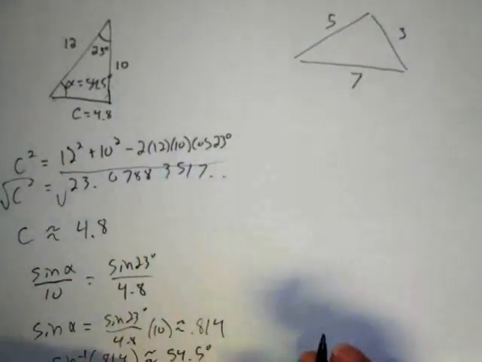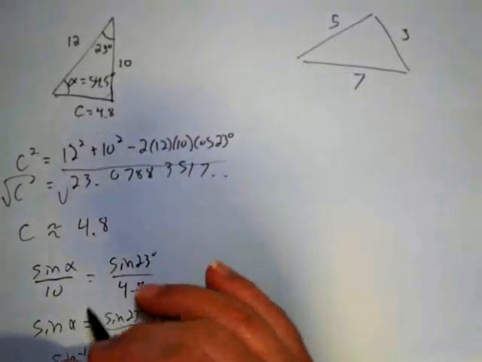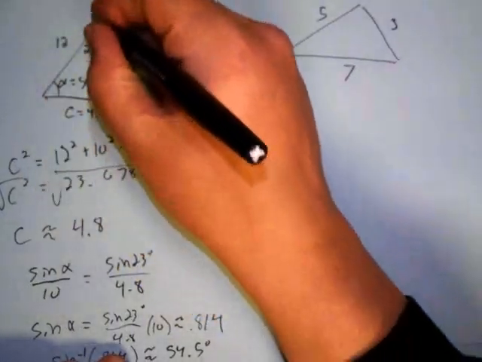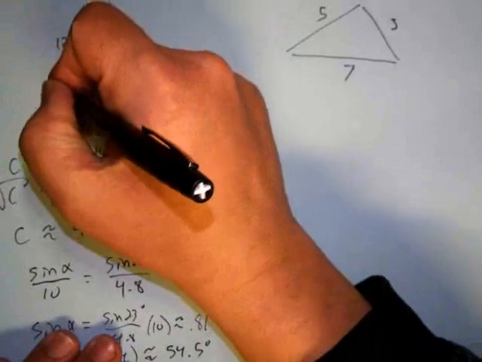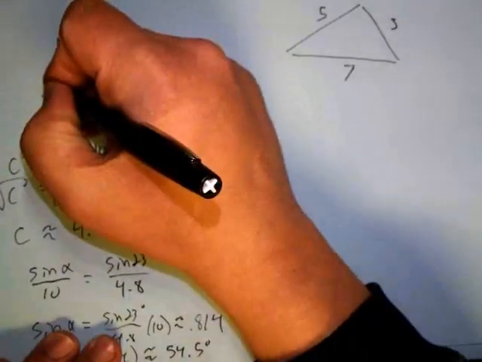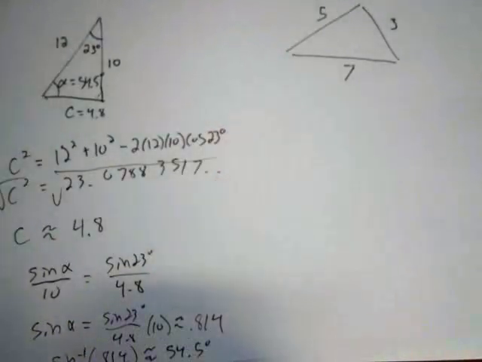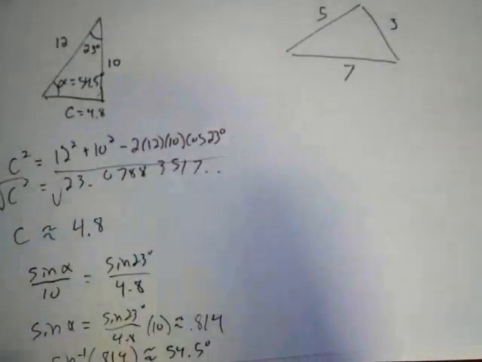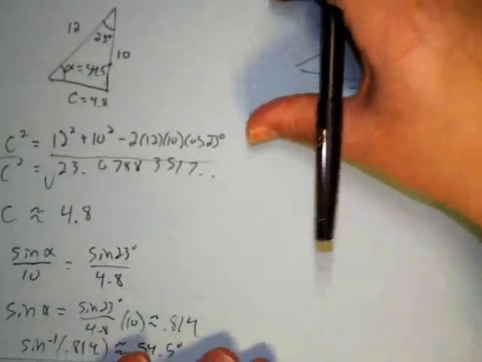Now this could have also been an ambiguous case, so there's another solution that I think would have worked here. But if I trust my diagram at all, that would be the right angle, because there's no way that angle is going to be greater than 90 degrees. So I wouldn't worry about the ambiguous case.